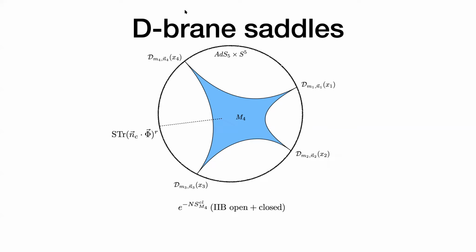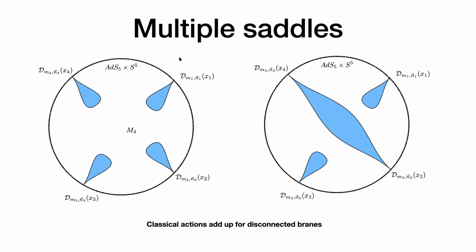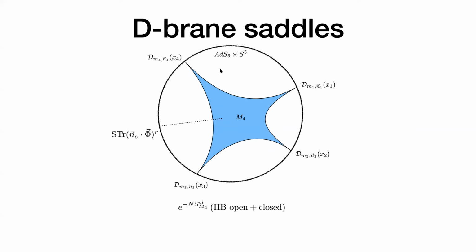Okay, so in general, given the boundary conditions of the D-brane endpoints, there might be multiple possible configurations with the D-brane which contribute to a given function, different types of connectivity.